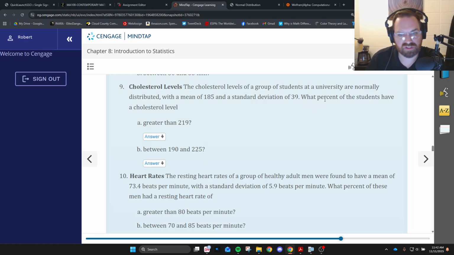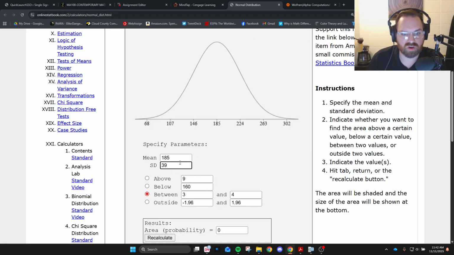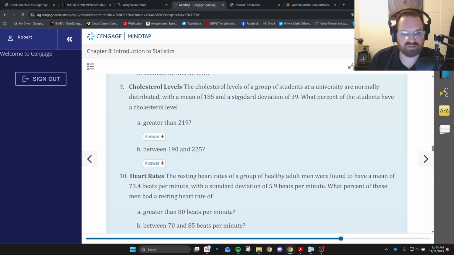What percent of the students have a cholesterol level greater than 219? So what we're going to do is go over here, and you can see down below there's a few different possibilities. We can look for above a certain value, below a certain value, between two values, or the outside values. And the nice thing about this is that it will actually show you the graph. So we're looking for bigger than 219, right?